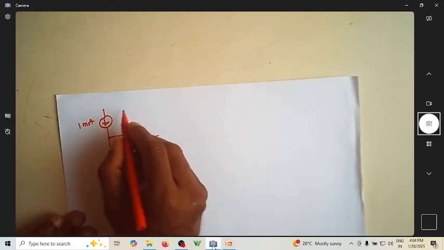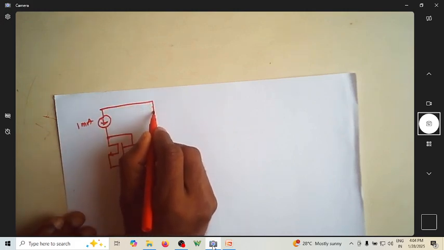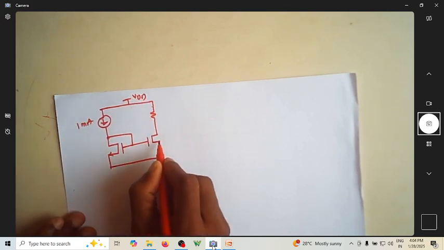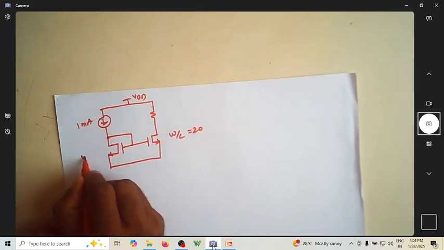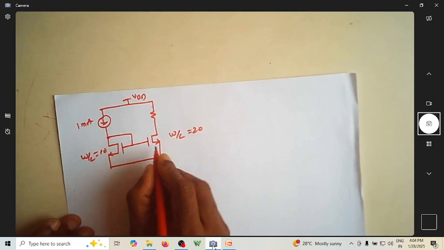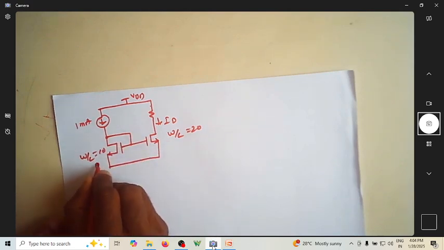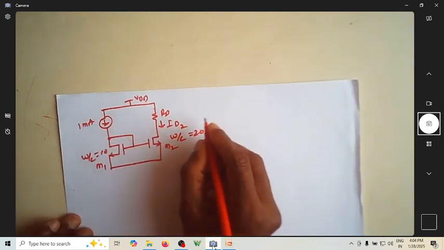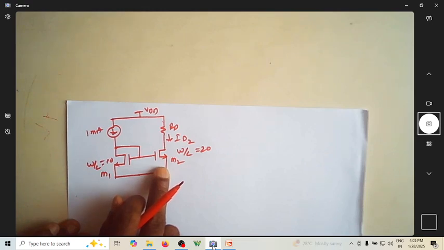Assume this is what I'm trying to do over here. This is VDD, and assume that this W/L is 20 and this W/L is 10. If you want to find ID, let me call this M1, M2, this is ID2, and this is some RD. RD should be such that it keeps MOSFET M2 in the saturation region.